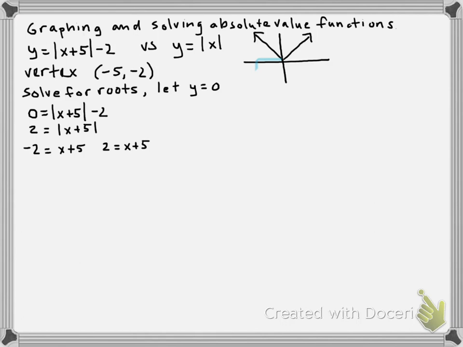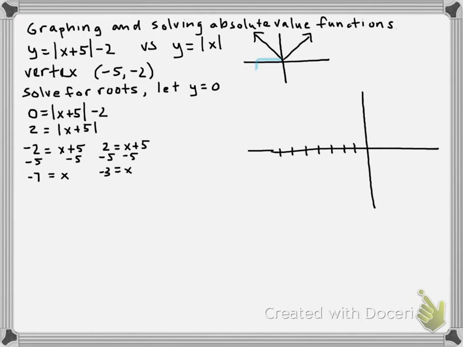Then we throw off the absolute values. We set the equations equal to plus and minus 2. We continue to solve, and we see that x equals negative 3 and x equals negative 7. That tells me that there's going to be 2 roots. So this new absolute value function should cross the x-axis at negative 3 and at negative 7.